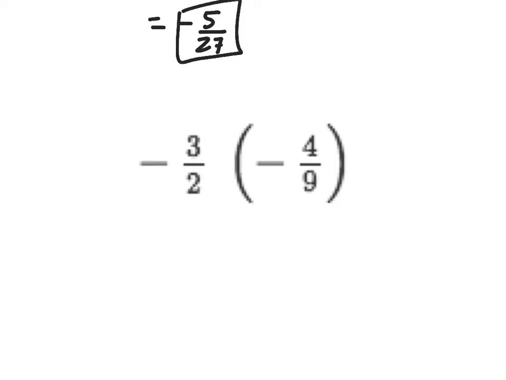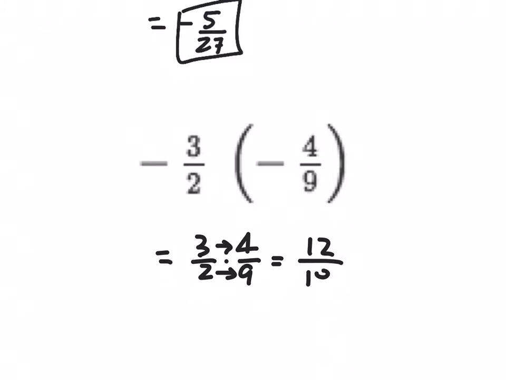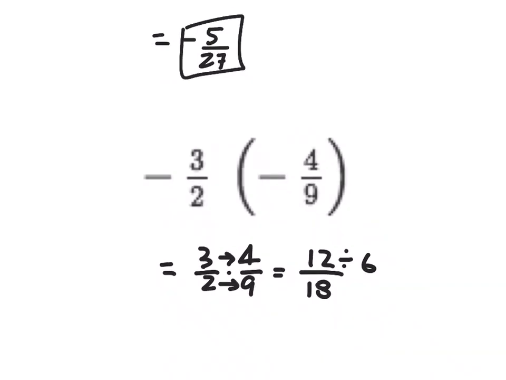This one I would probably write down and rewrite as +3/2 times 4 over 9. And then I'm just going to multiply across. So I'm going to do 3 times 4, which is going to give me 12, divided by 2 times 9, which is 18. Now, each of these numbers are divisible by 6, so I can simplify this. I'm going to get 2/3 out of that, and that's my answer.